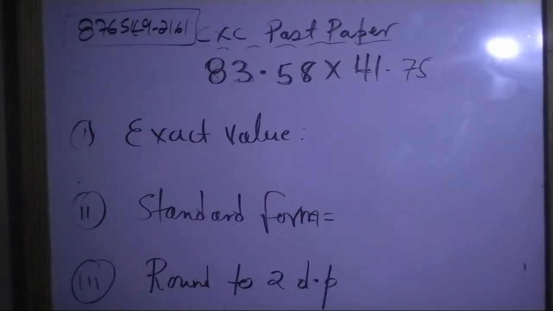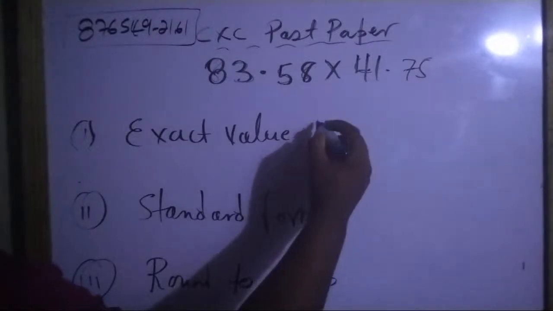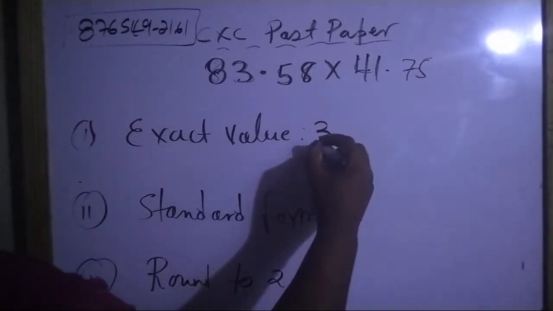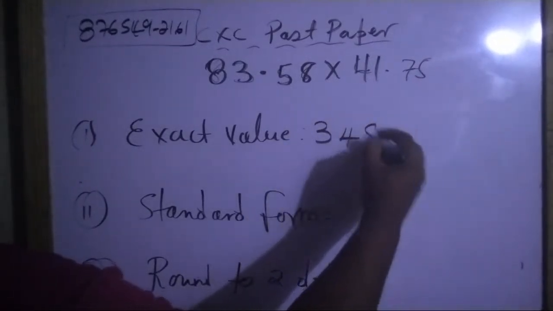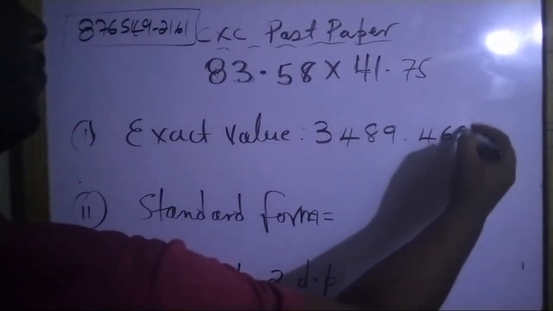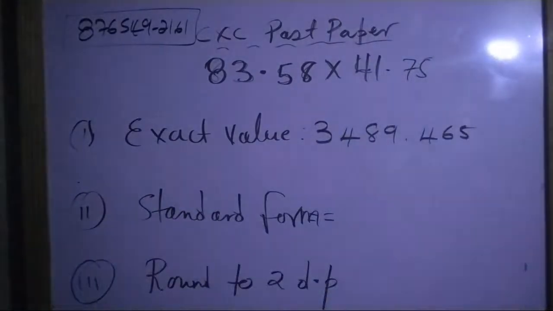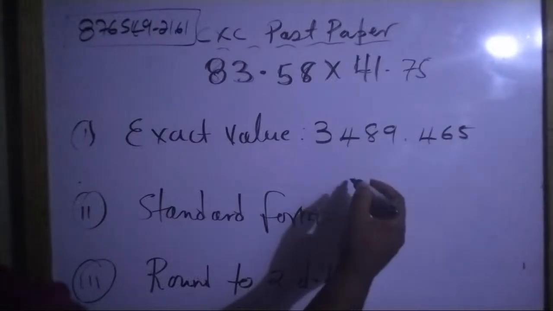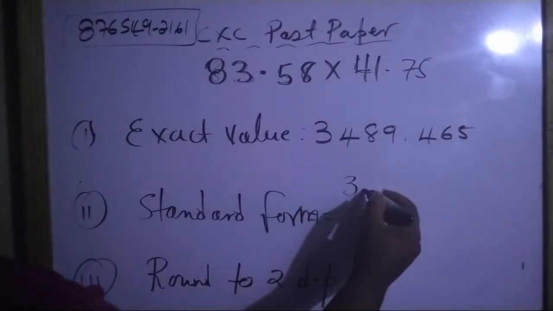Alright, so guys, we're going to start with the exact value. Malachi Dawson, big up yourself. According to my calculator, the exact value gives us 3,489.465. 1 mark for that. Now, to get it in standard form, we have to carry the decimal point right here.